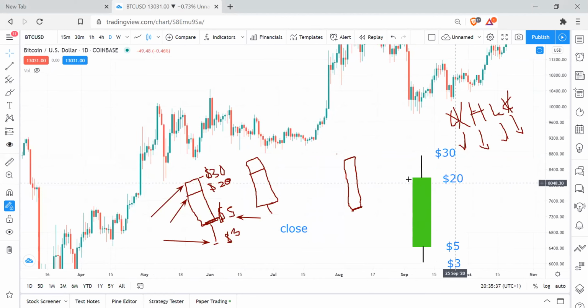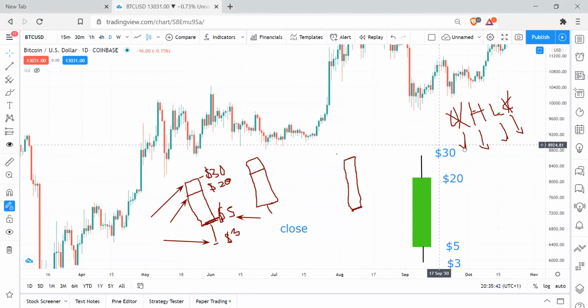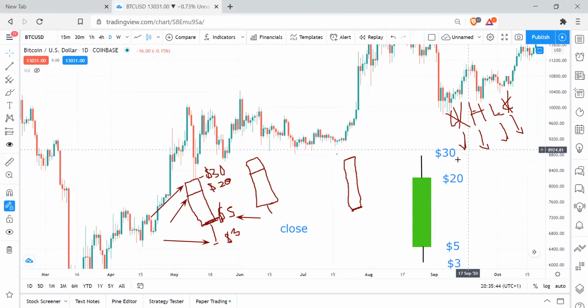So I hope you guys get it. Do you get it? Do you understand now the psychology behind a price, a candlestick rather? This is what happened in between.